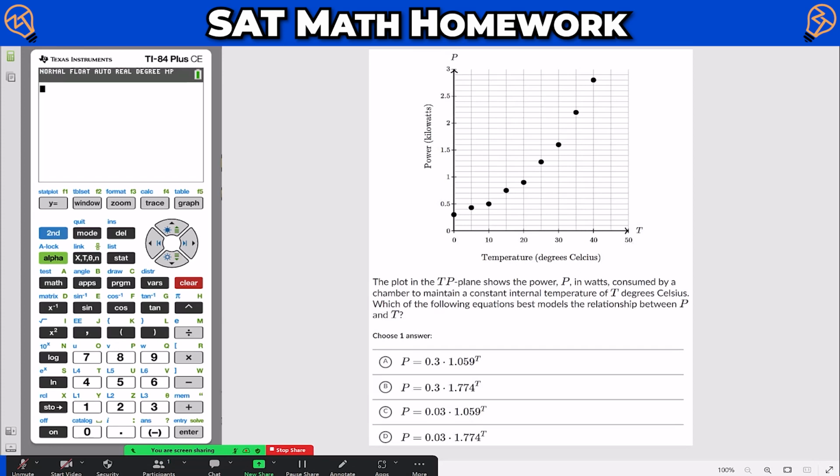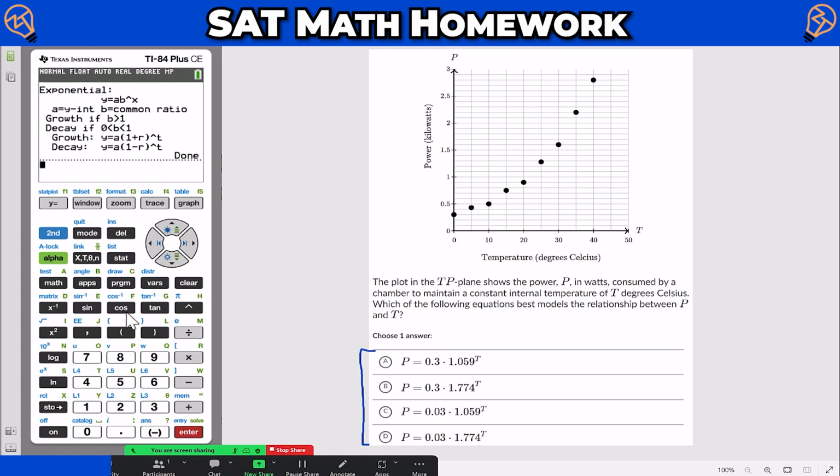Whenever we're looking for the function that best models the relationship, look at the answer options to get an idea of what we're dealing with. These are all in exponential form. In case you're curious what that form is, you can go to our program, press F, which is alpha cosine, and then go to function and then go to exponential. And so you see how it's y equals a times b to the x. So it's in that form.